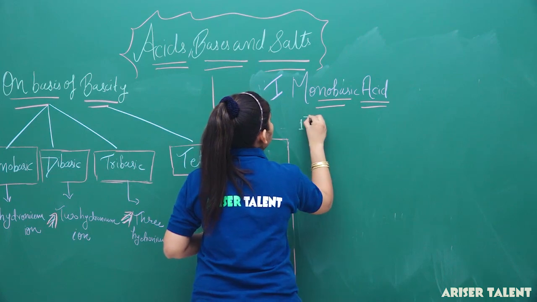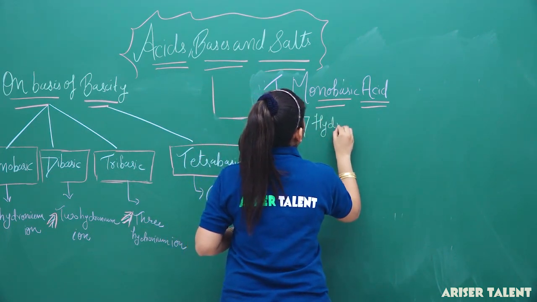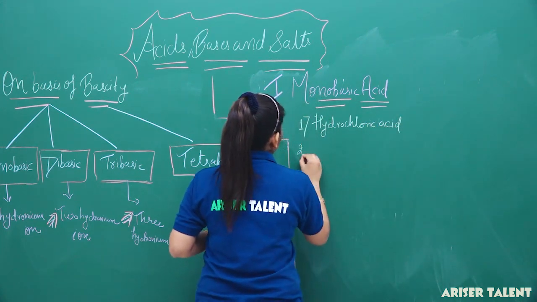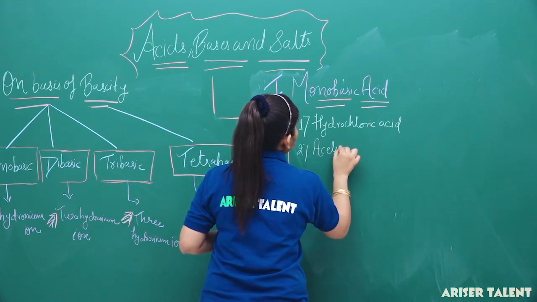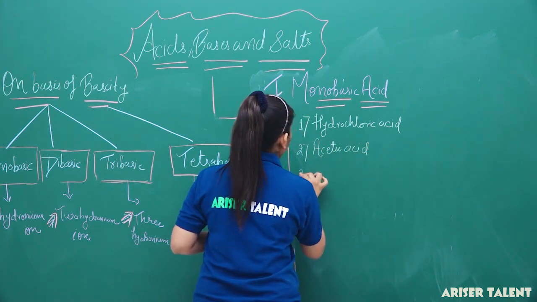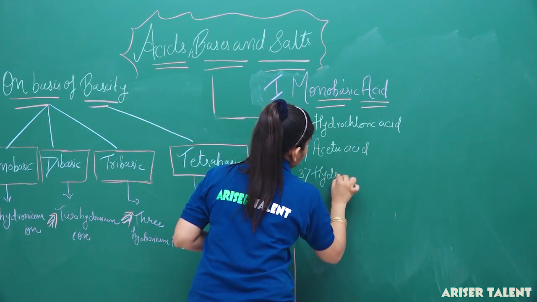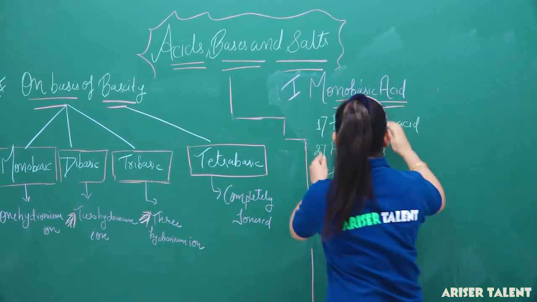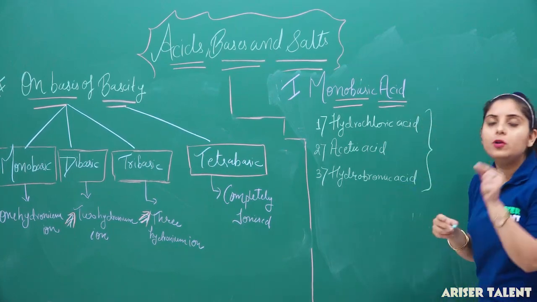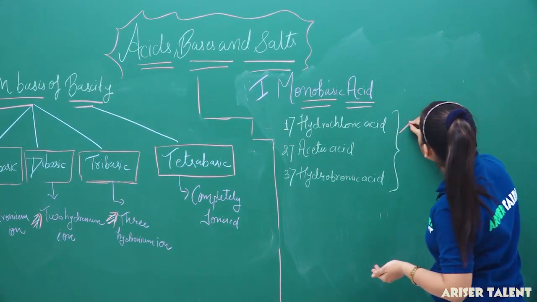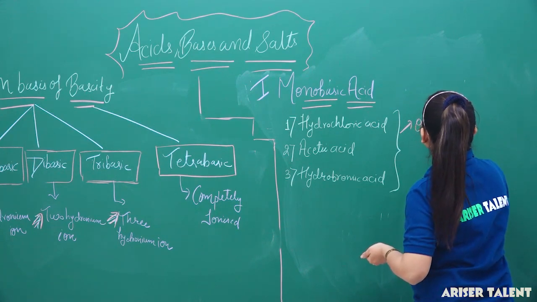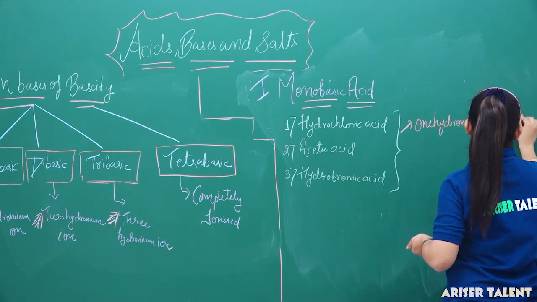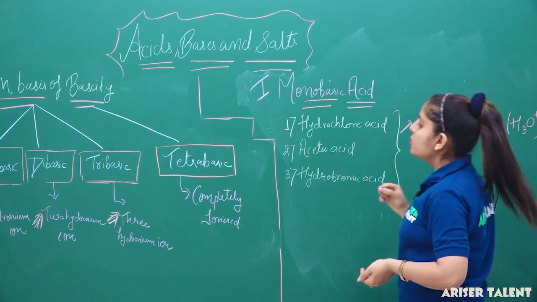So we have an example in this sequence. Our first example will be hydrochloric acid, second is acetic acid. Third example will be hydrobromic acid. So these 3 examples we have considered give only 1 hydronium ion. So we will consider it in the category of monobasic acids. They are going to give only 1 hydronium ion, that is H3O positive.